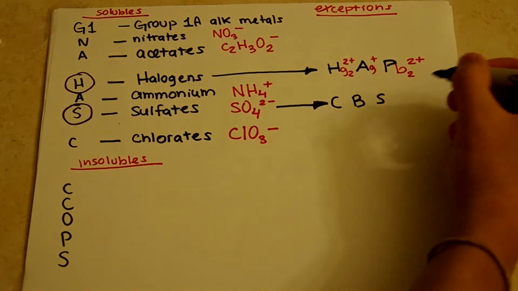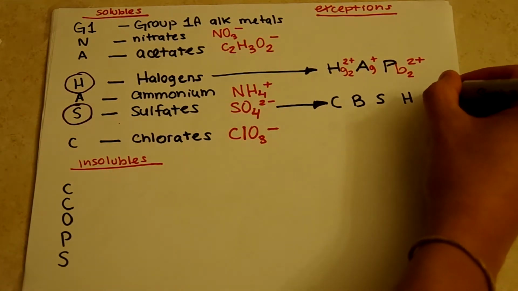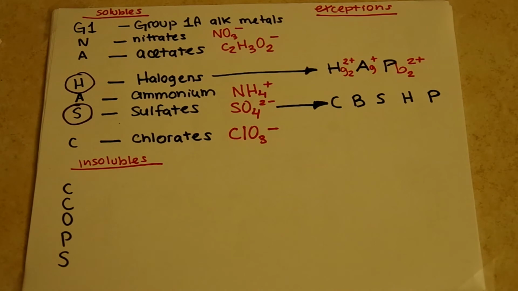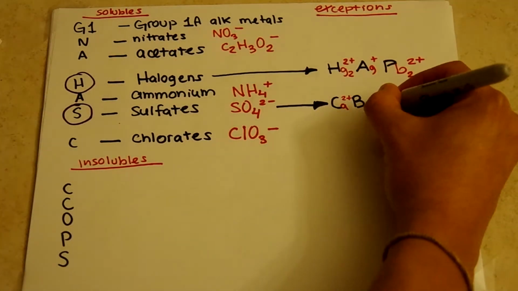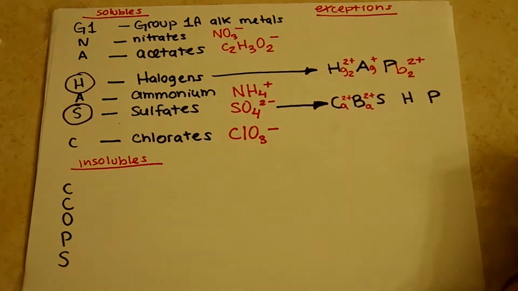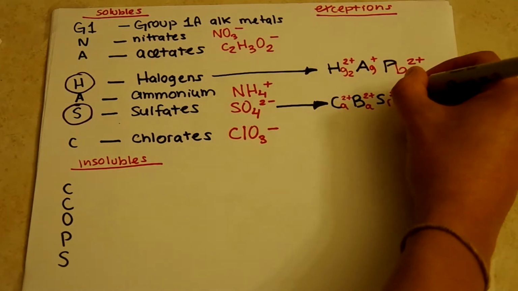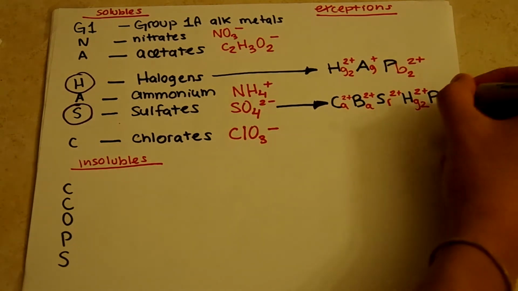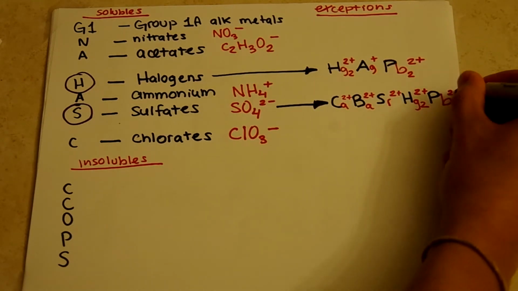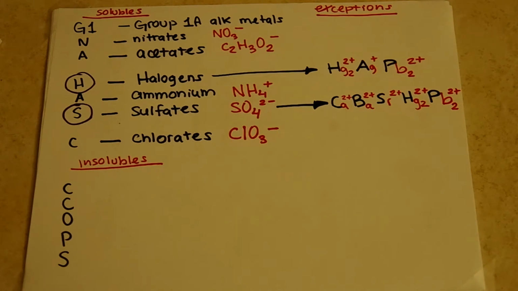Now, to remember the exceptions for sulfates, remember the letters CBS, HAP. The letter C is going to be Ca for calcium. B is going to be for barium. S is going to be for strontium. Hg is going to be for mercury. And P is going to be for lead.